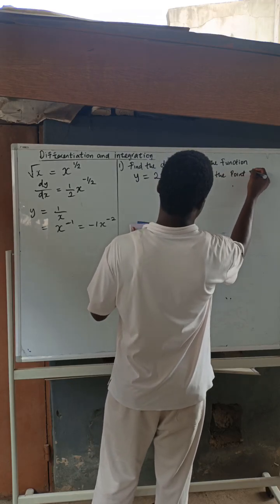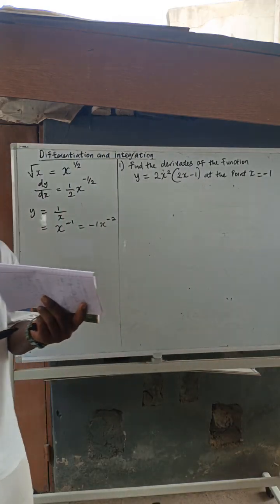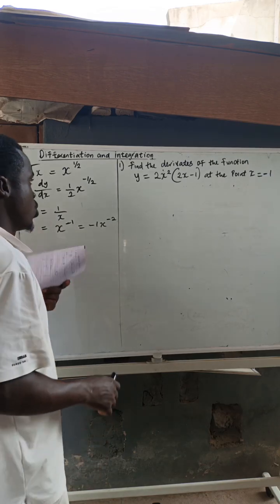At the point x is equals to minus 1. They want us to find the derivative of the function y is equals to 2x raised to the power of 2, open brackets 2x minus 1, at the point that x is equals to minus 1.